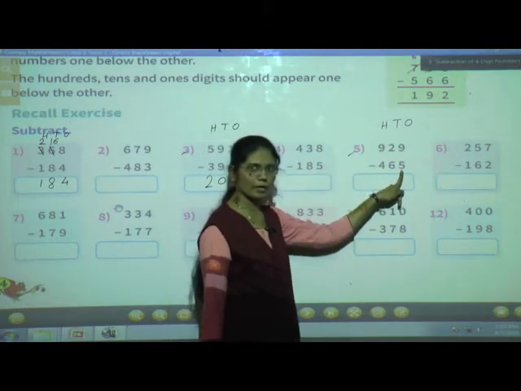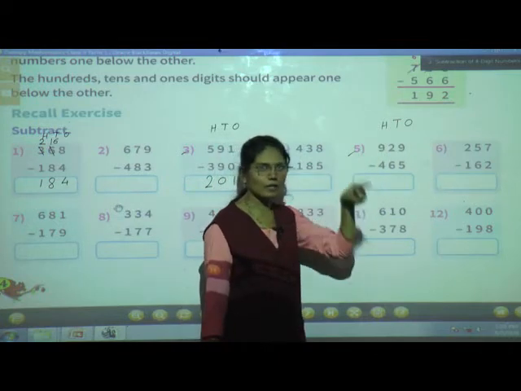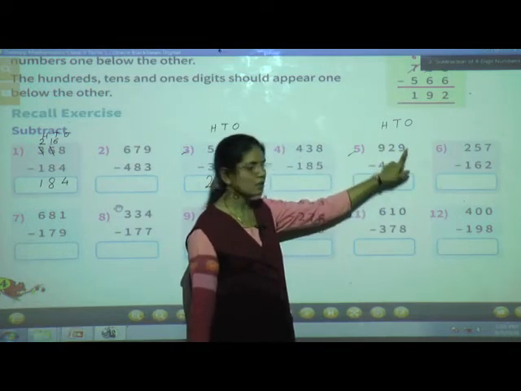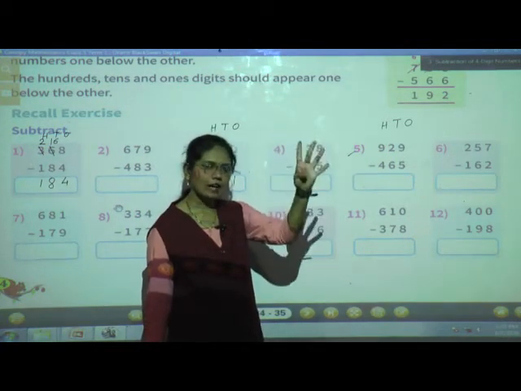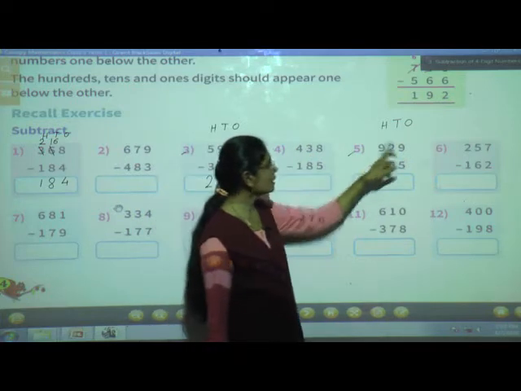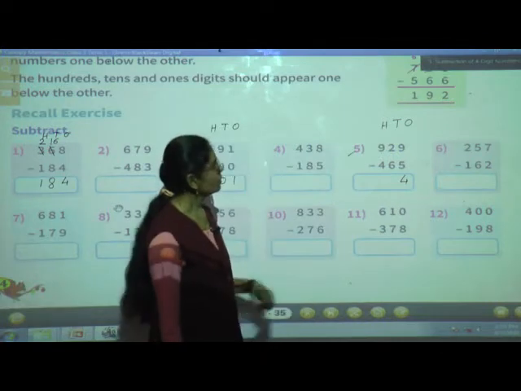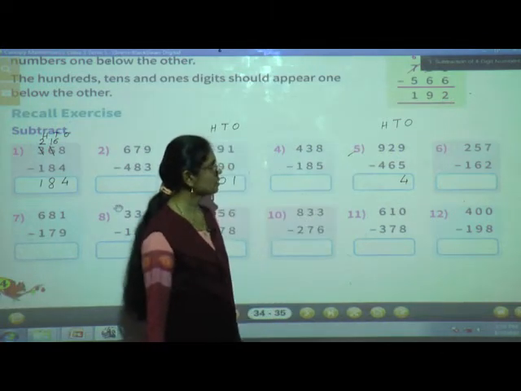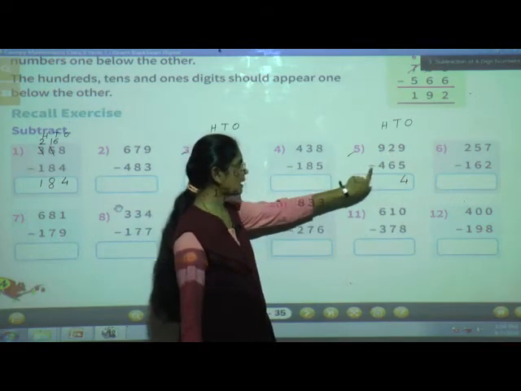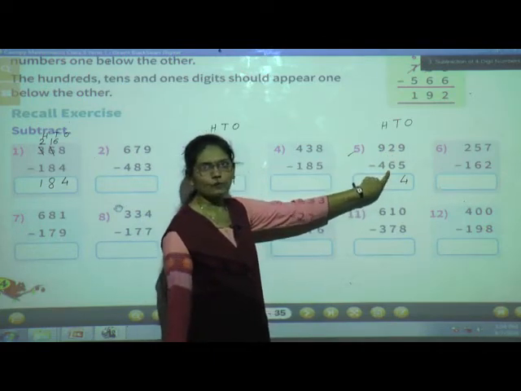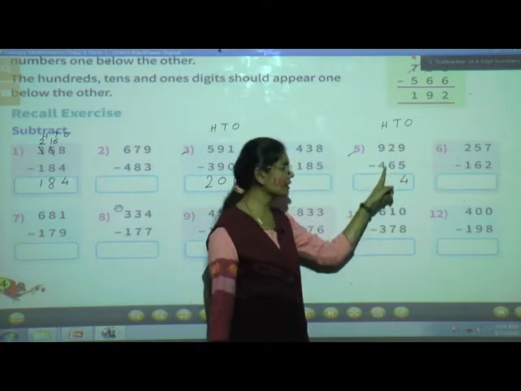9 minus 5 we have to do. So for that, after 5 you have to count your fingers till 9. Okay. So count your fingers after 5. 6, 7, 8, 9. How many? 4. So 9 minus 5, yes, 4. Okay. Now see the tens place digit. At tens place here 2 is there and here 6 is there. 2 minus 6 we can't do. Why we can't do 2 minus 6? Because 2 is smaller than 6.